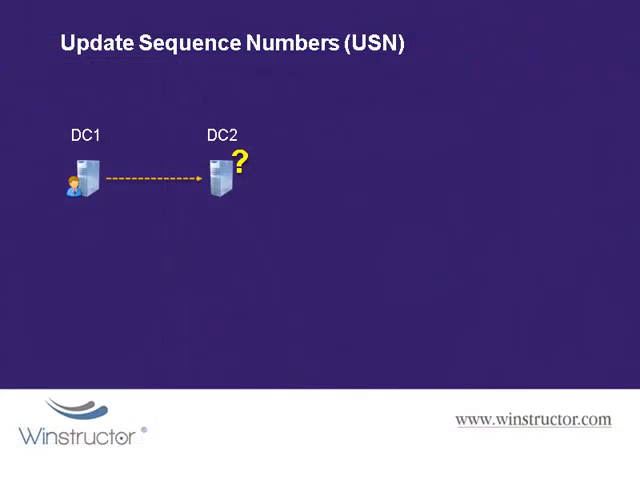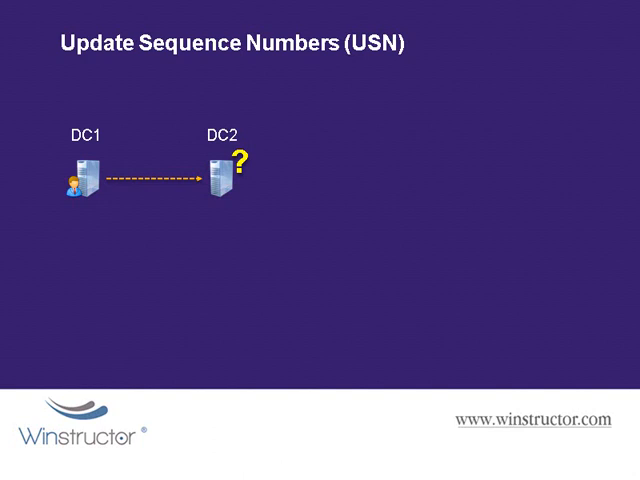When an object changes in Active Directory, how does the other domain controller know that it doesn't already have the updated object stored in its database? How can it tell if the version of the object it has is newer or older than the one on the other server? Well, Active Directory uses update sequence numbers, or USNs, that are a 64-bit value maintained by each domain controller in Active Directory.